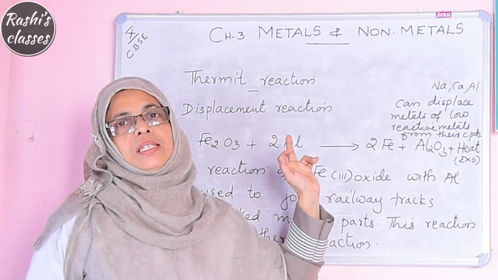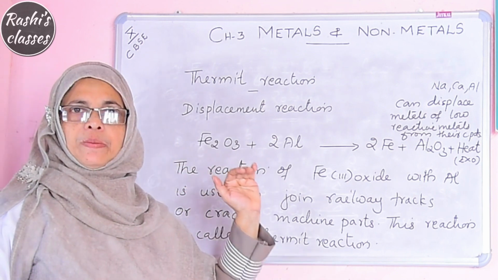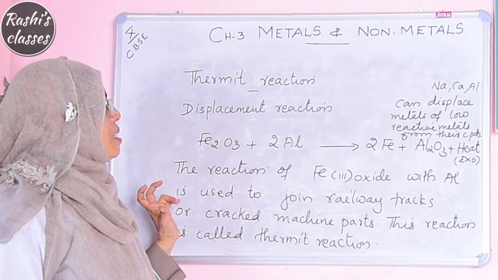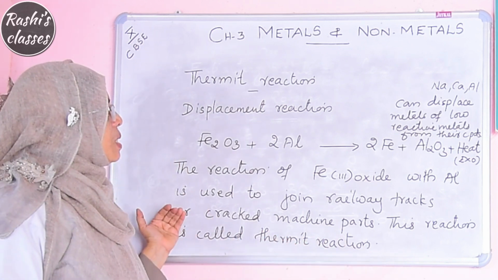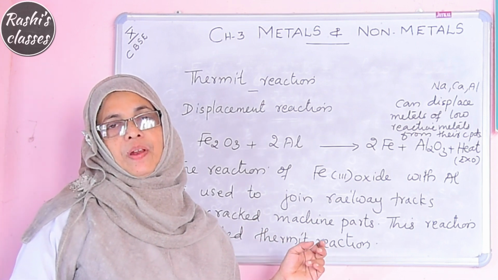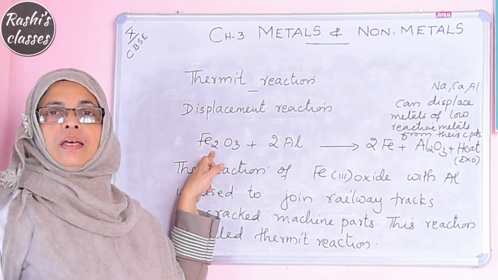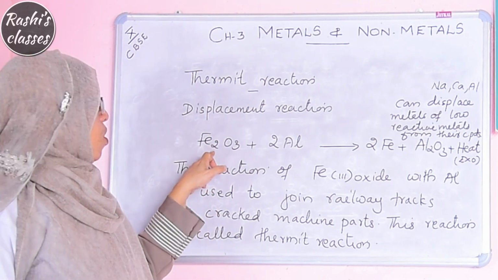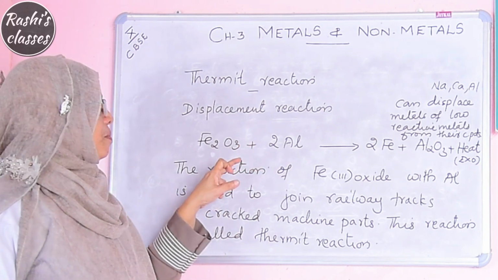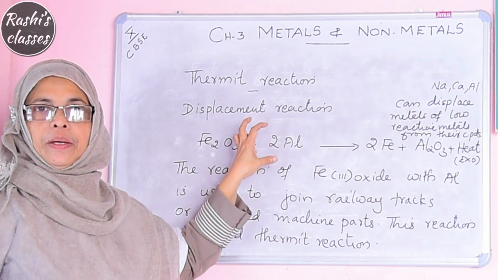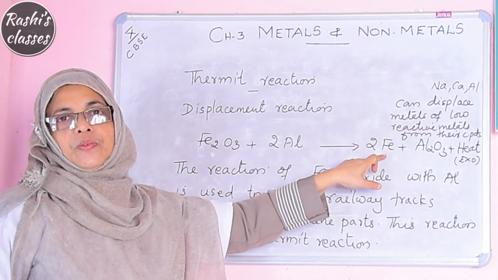Very important reaction is the thermite reaction. This can be asked for the exam. It is a displacement reaction. Here you can see sodium, calcium and aluminium, highly reactive metals. They can displace metals of low reactivity from their compounds. Here, this is a low reactive metal iron. Its compound is Fe2O3, ferric oxide. If you are using aluminium, a displacement reaction takes place and iron is formed.